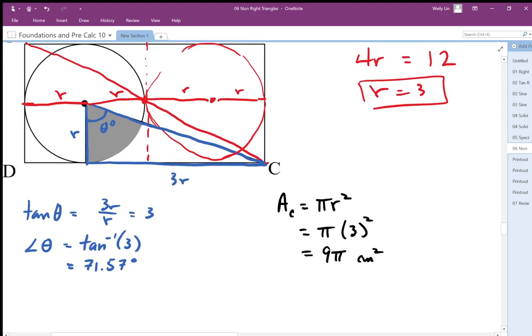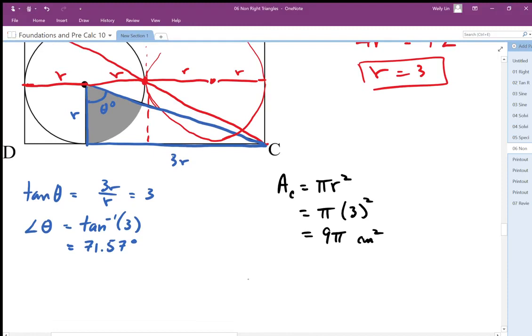And I want just a fraction of this circle. So the fraction of the circle is going to be determined by the ratio of the angle, 71.57 degrees, divided by 360. This is how I always determine the fraction of the full circle. I compare the part angle, 71.57, divided by the whole angle, which is 360 degrees. I multiply that by the total area, and this gives me the shaded fraction that I wanted.